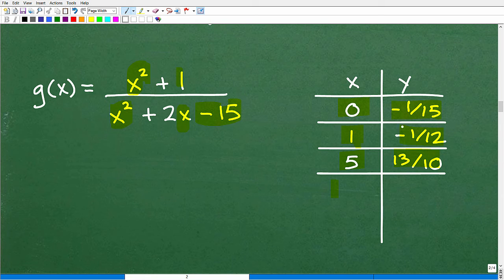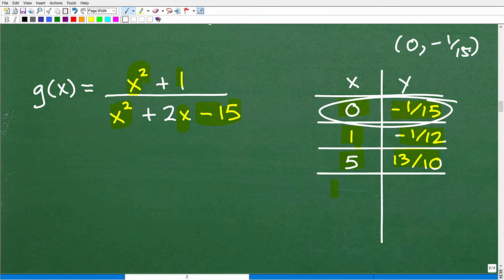These are xy coordinates. So for example, this right here is the point 0, negative 1/15. And you're going to have to connect the dots. These problems do take a bit of time. So if you're thinking this is a lot of work, well, you are correct. This is a decent amount of work to get these sketches down, but this is what's required.